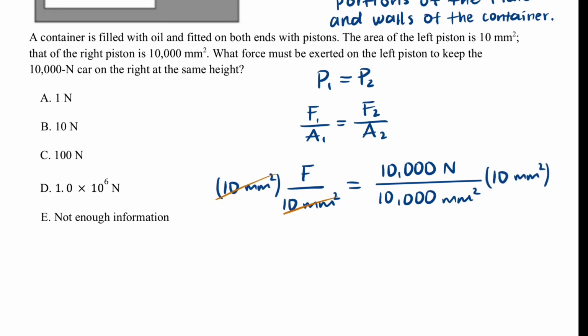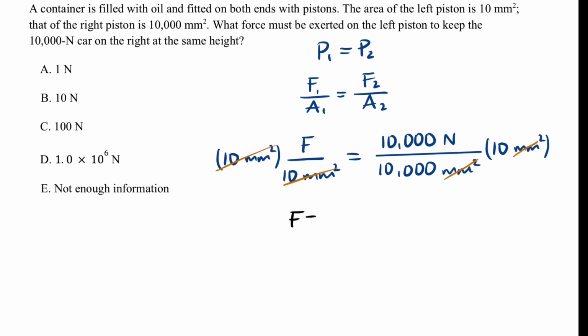So let's cancel everything we can. We end up with newtons. That's exactly what we want. 10,000 over 10,000 is 1. 1 times 10 is 10. So the force required is 10 newtons.